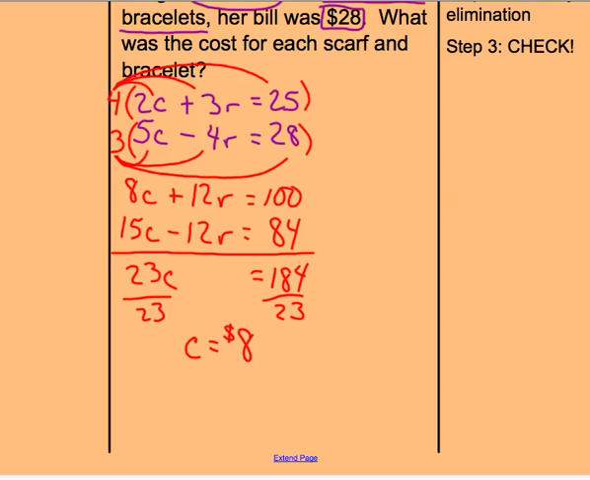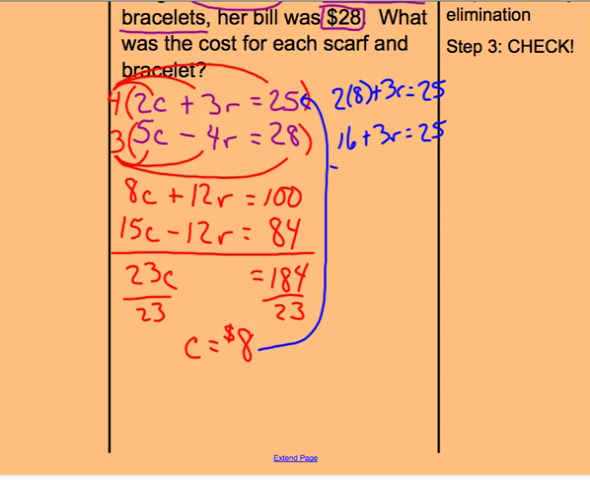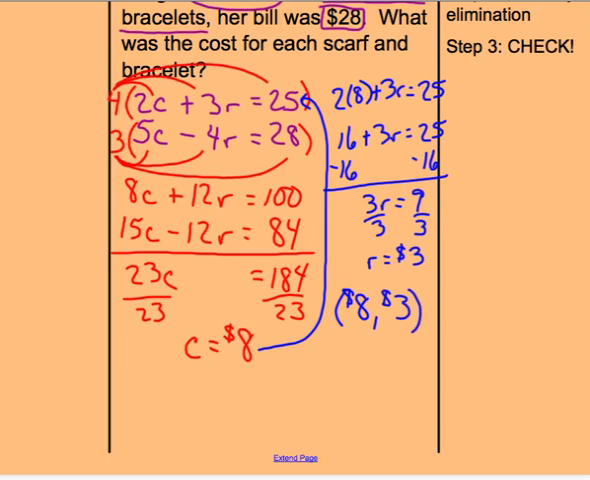So I'm going to go ahead and choose my first equation to substitute 8 for C, to solve for R. 2 times 8 gives me 16. Subtracting 16 from both sides, we get 9. Dividing both sides by 3, we get the cost per bracelet was $3. So writing my solution as an ordered pair, the same order that I set up my equation in, I did the scarves first, those were $8, and the bracelets were $3.